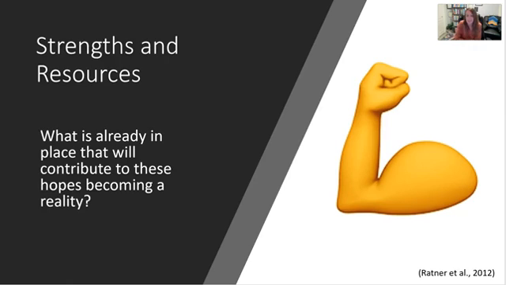Strengths and resources is so key in solution-focused. What is already in place that will contribute to these hopes becoming a reality? Right? Social workers love the strengths perspective, and we are experts at resource finding, so this is perfect for us. So looking at, what can you leverage? What good things are going on? And how can we use those to our advantage?